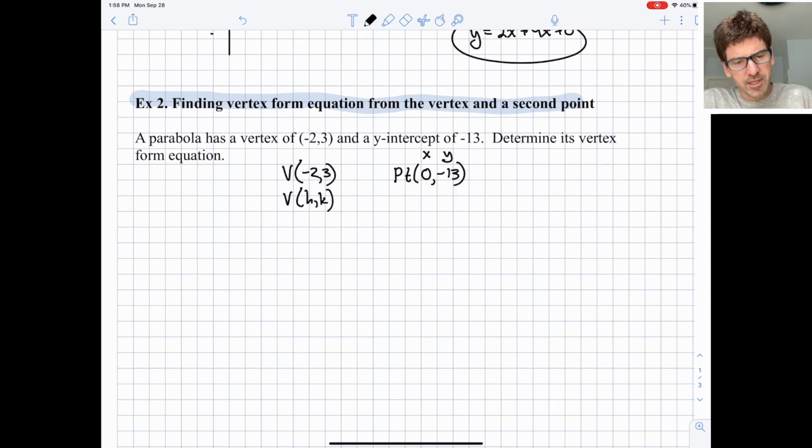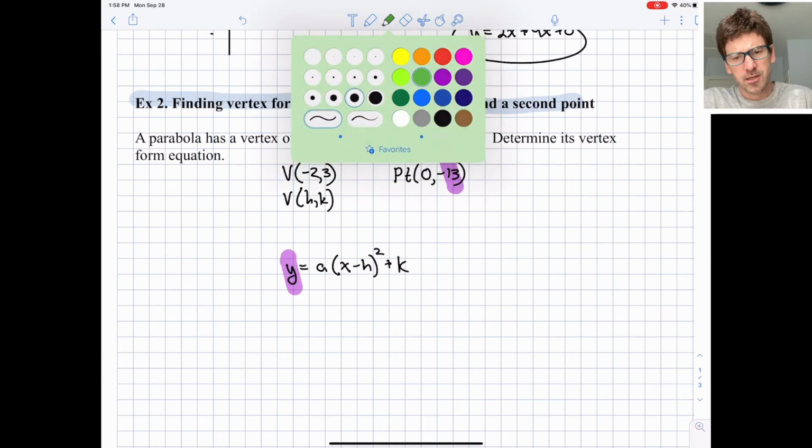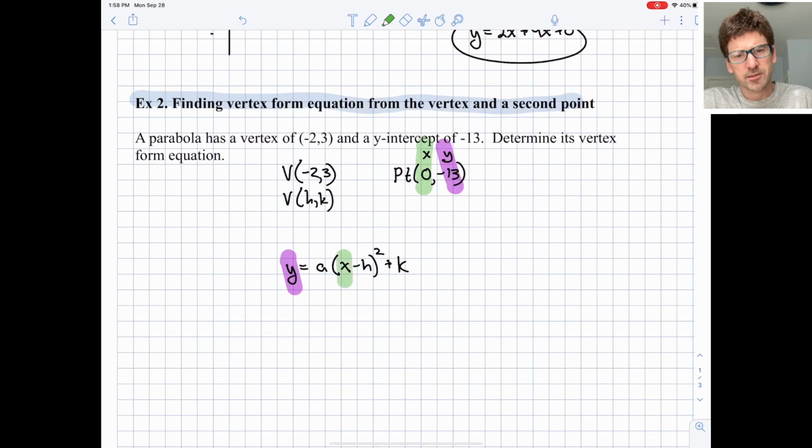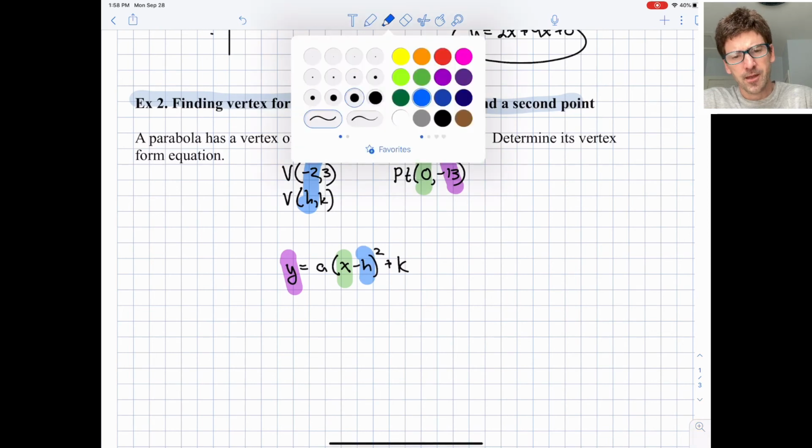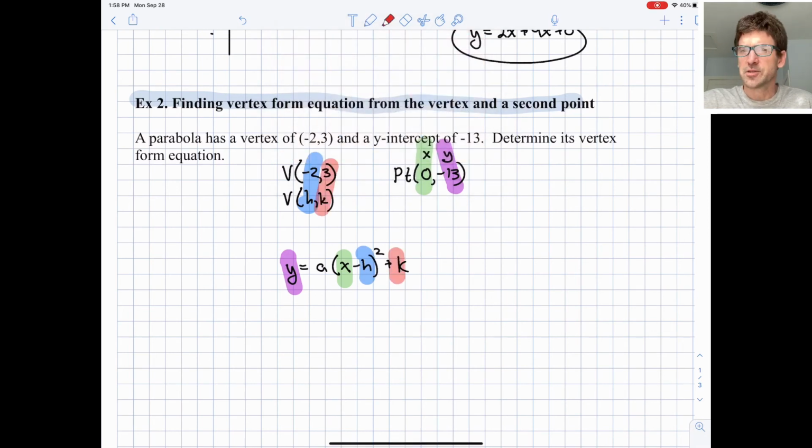So let's write out vertex form. That's our generalized vertex form equation right there. And let's plug in what we know. So y is -13. x is going to be 0. h is going to be -2. And k is going to be 3. So we're just simply plugging in the information we know.